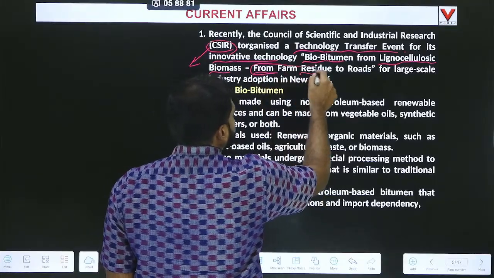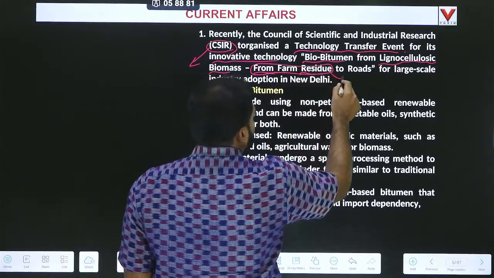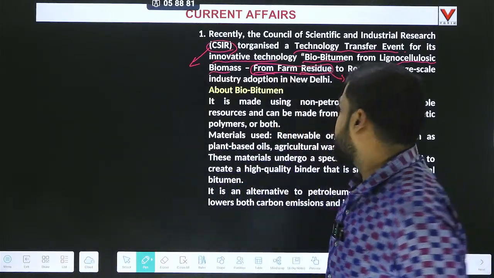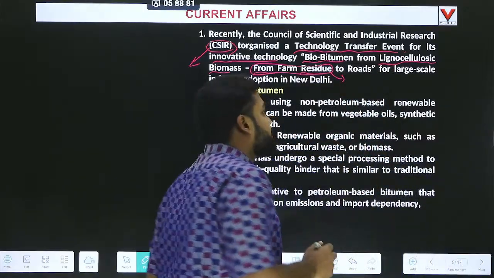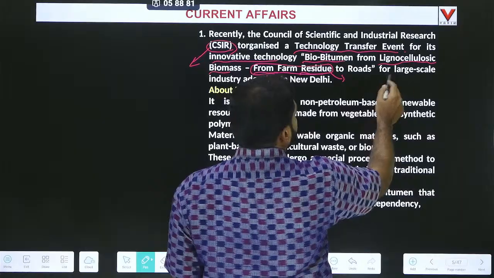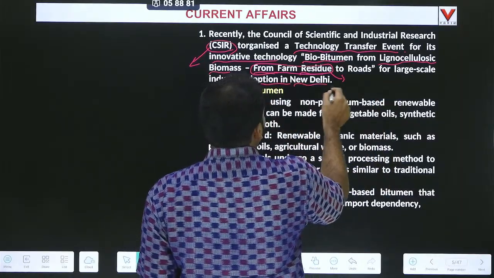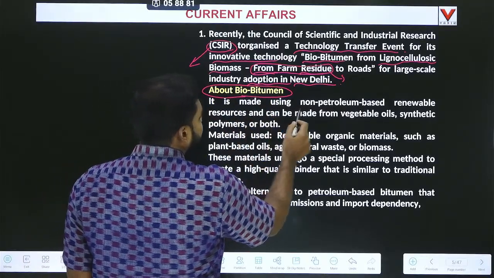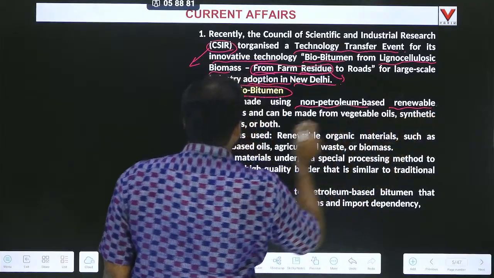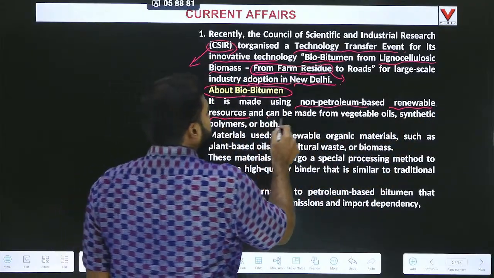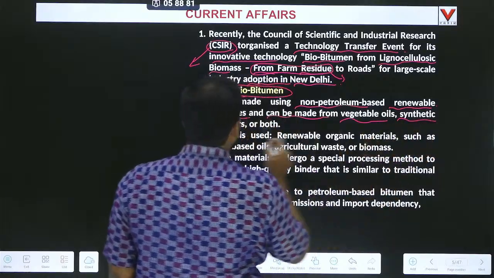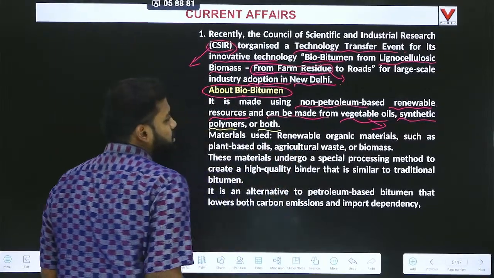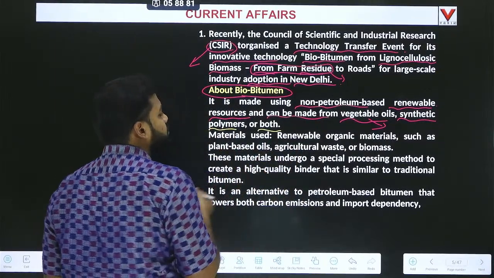Biobitumen can be produced from farm residue, like what you may have heard as parali in Rajasthan, Haryana and Punjab also, for use in roads, for large scale industry adoption, and in New Delhi, right? What is biobitumen? It is made using non-petroleum based renewable resources. It can be made from vegetable oils, synthetic polymers, or a mix of both, right?